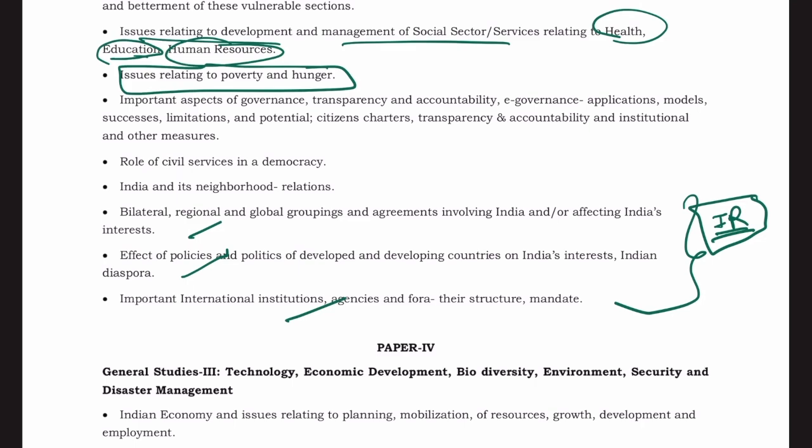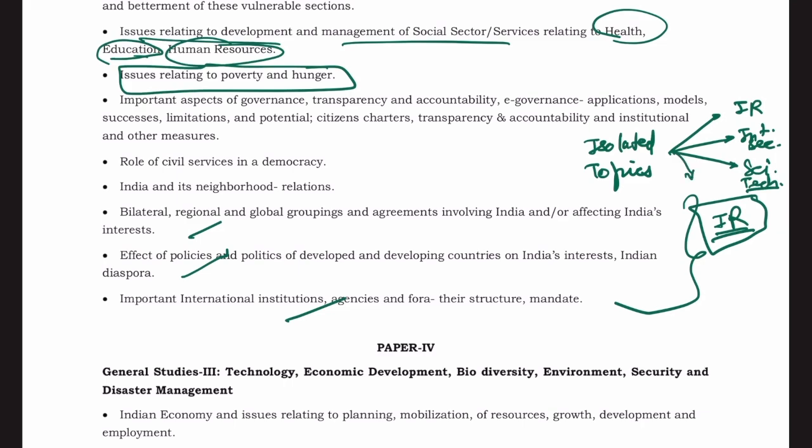So from the syllabus, we have to see what the isolated topics are. Like IR is there, then internal security is there, right? Then science and tech is also there, and this science and tech is different from the prelims one. Then to some extent disaster management is also there, right? So this thing you have to navigate, you have to take out from the syllabus.